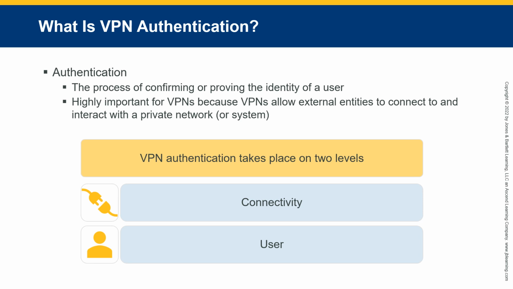So next we're going to talk about VPN authentication. VPN authentication is a process of confirming the identity of the user. It is highly important VPNs do this because VPNs allow external entities to connect to and interact with the private network or system. Now, VPN authenticates on two levels, the connectivity and the user. So this means a VPN can be established based on the system that is connecting to it along with the user itself.